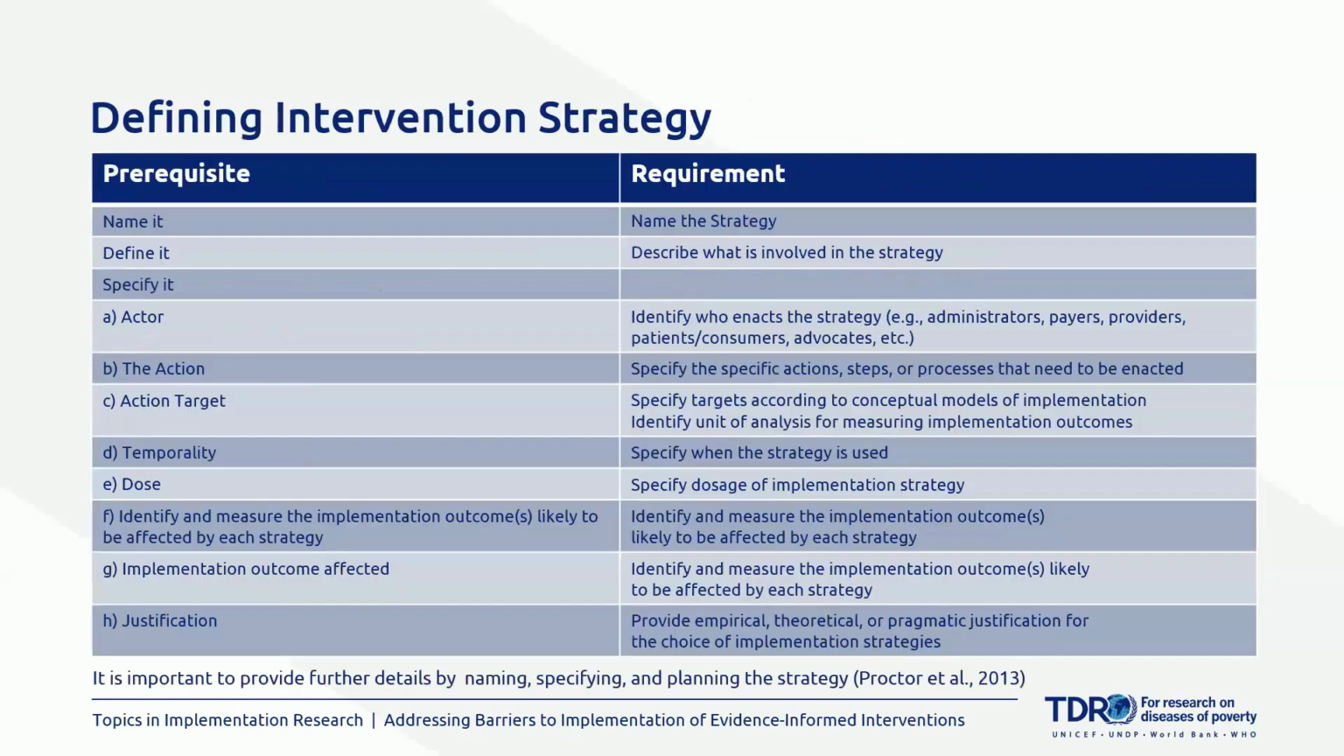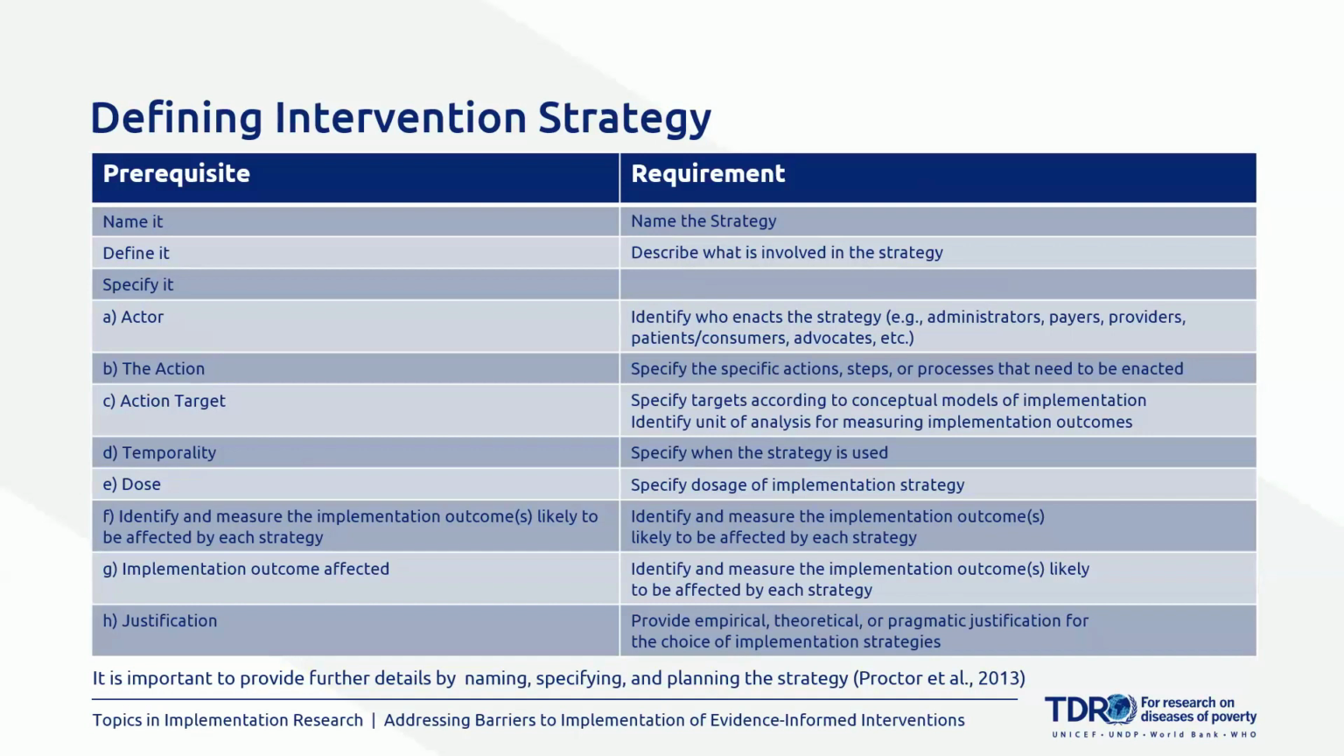So when we're thinking of an implementation strategy, it's important that we answer some questions that help us understand the strategy. For example, naming the strategy, defining it, then specifying it: who is the actor, who is going to implement that strategy, what are they going to do, who is the strategy meant for, and when is it meant to be implemented, at what time of the month or year, and in what dose. For example, is it over a couple of weeks, over a couple of months, hours?